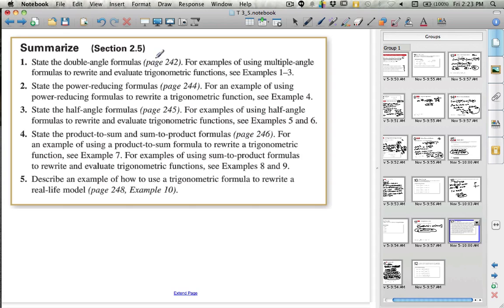So to sum this up, we've gone through a lot of formulas: double angle formulas, power reducing formulas, half angle formulas, product to sum and sum to product formulas, and we went ahead and worked with a real life model. And that's it for chapter 3.